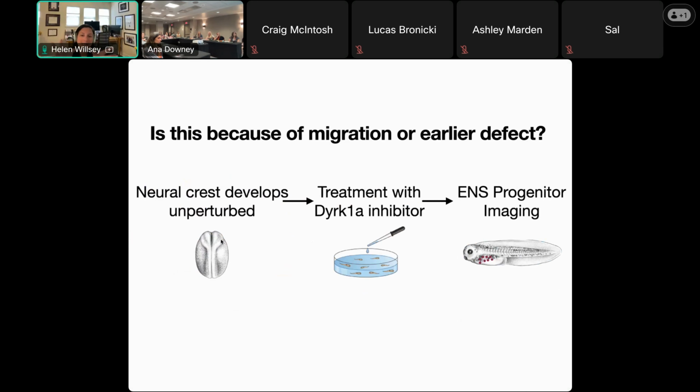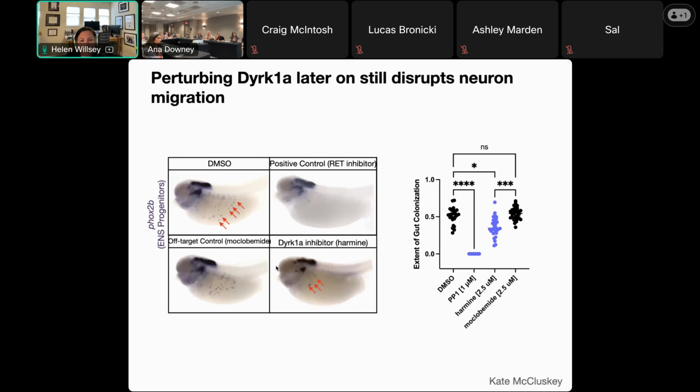And then what we could do was add the DYRK1A inhibition and say, do we still see problems in migration? And so indeed we do. You can compare this one with this one. In the top left, you see the neurons are all migrating perfectly fine into the gut. But even here, now with the DYRK1A inhibitor, they're really not getting far at all and really having trouble migrating. So we think there's two effects of DYRK1A going on here.